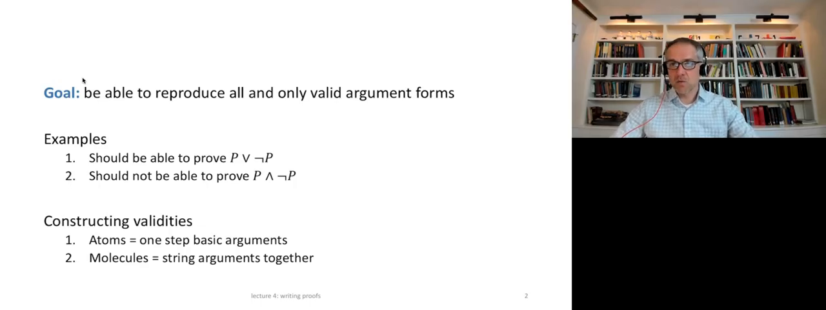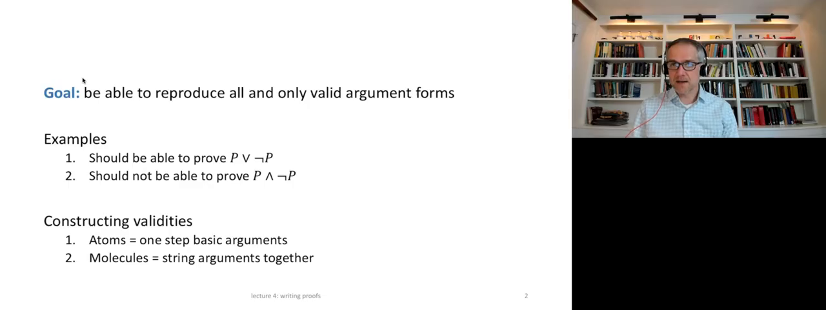So we want to make sure we can prove that. On the other hand, we don't want to be able to prove anything. In particular, for example, we don't want to be able to prove P and not P, because that can never be true. So you don't want to be able to prove it's true. If you've proven that it's true, you've done something wrong.